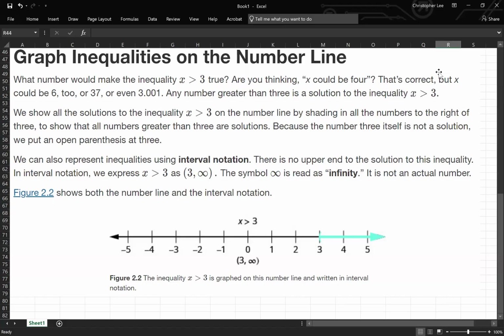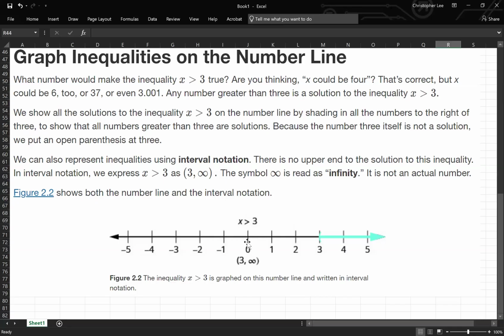We can also represent inequalities using interval notation. There is no upper end to the solution to this inequality. In interval notation, we express x greater than 3 as 3 going to infinity. The infinity symbol, that sideways looking 8, is read as infinity, and it is not an actual number. More so it's an idea that the numbers can keep growing on and on with no end.